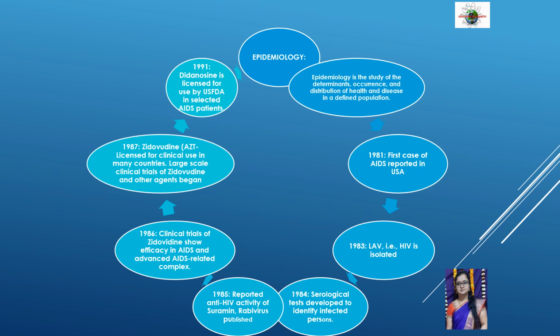In 1986, one drug was introduced, zidovudine, which showed efficacy in decreasing HIV in the body. In 1987, zidovudine was licensed for clinical usage. And in 1991, didanosine, another drug, was also licensed for use by the US FDA in specified AIDS patients.